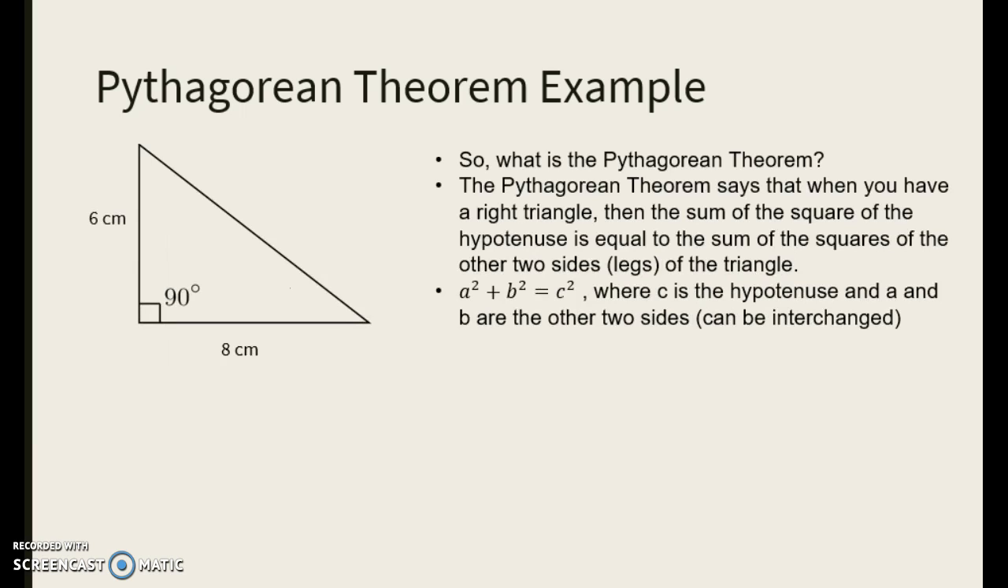So what is the Pythagorean theorem? The Pythagorean theorem says that when you have a right triangle, again, it has to be a right triangle, then the square of the hypotenuse, remember that's the longest side across from the right angle, is equal to the sum of the squares of the other two sides or legs of the triangle. A lot of students just end up remembering a squared plus b squared equals c squared, where c is the hypotenuse and a and b are the other two sides. They can be interchanged, but of course c always has to be the hypotenuse.